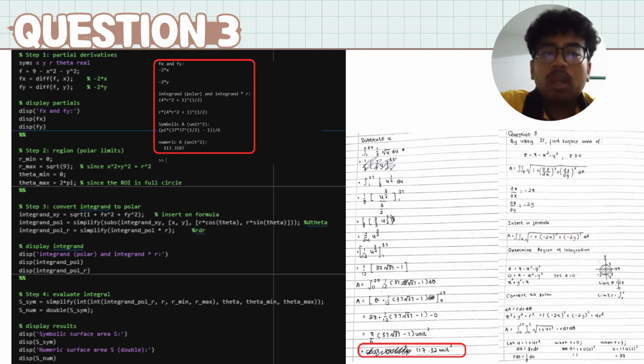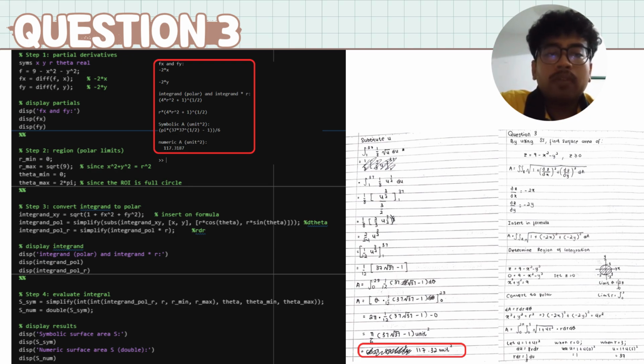Segment 3, polar conversion. In this part, I substitute x equals r cos theta and y equals r sin theta into the integrand. Then I multiply by r, because in polar coordinates the area element is r dr d theta. This gives me the correct integrand for the double integral. For segment 4, we just evaluate the integral.